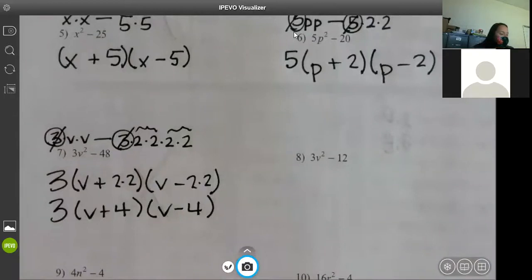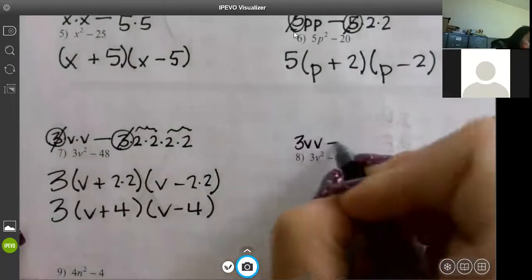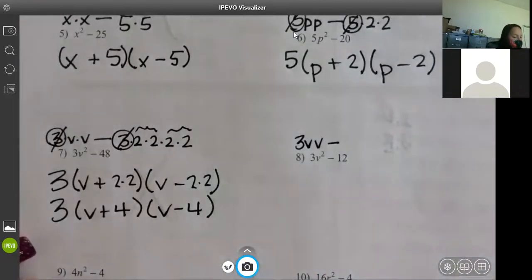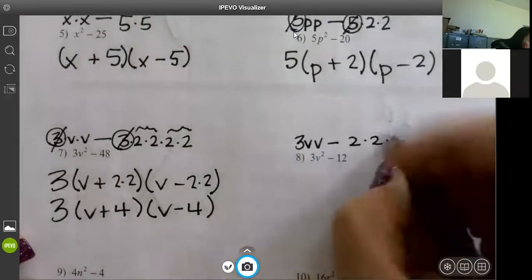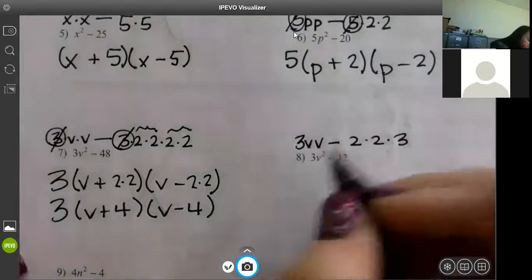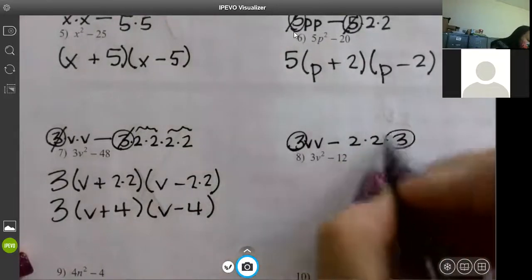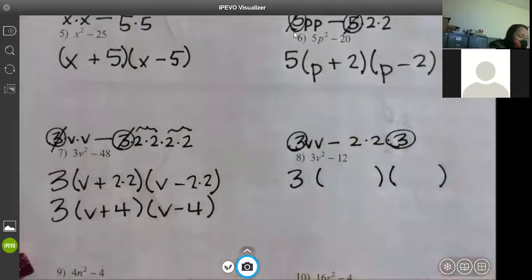All right, number 8. 3v squared breaks into 3vv. What are your factors of 12? 6 and 2. 6 is 2 and 3. What do they have in common? So we're going to pull that 3 out to the front and then 2 sets of parentheses.